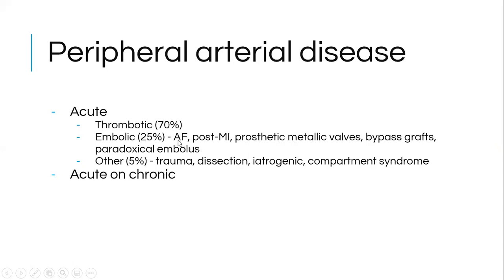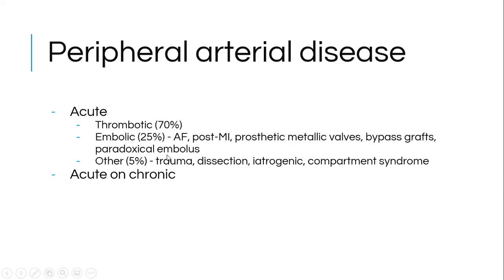So you can have that in atrial fibrillation. You can have it after an MI, after a myocardial infarction, because the heart's not pumping very well, so you get little clots building up in the heart that fly off elsewhere. You can also get clots forming on prosthetic metal valves, on bypass grafts, and also a paradoxical embolus, so a venous clot, which goes through a hole in the heart called an atrial septal defect.